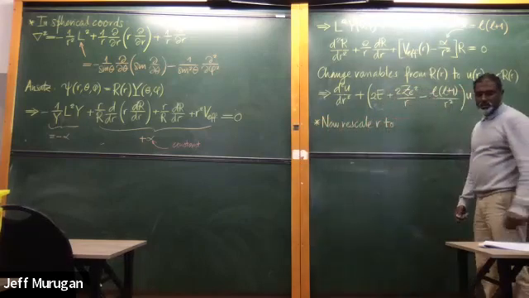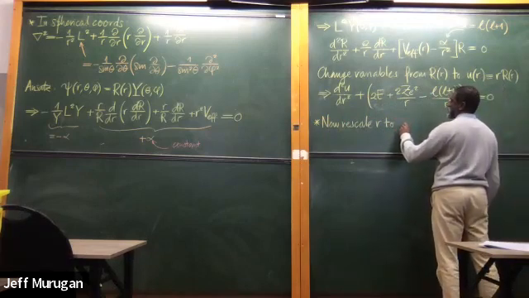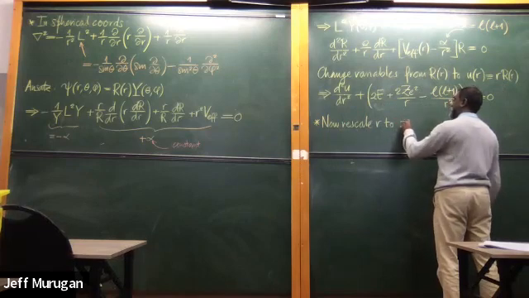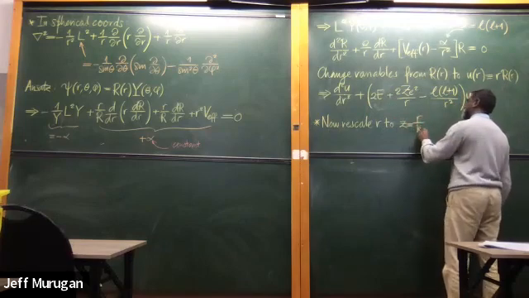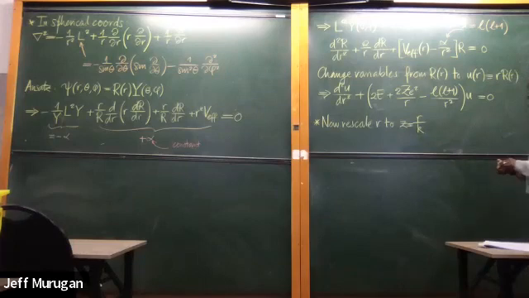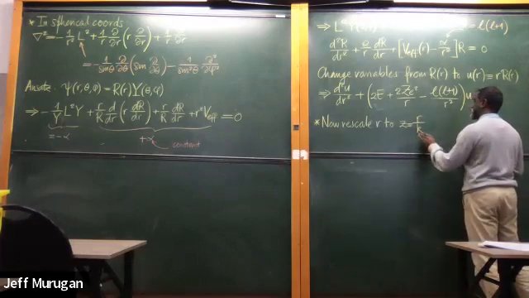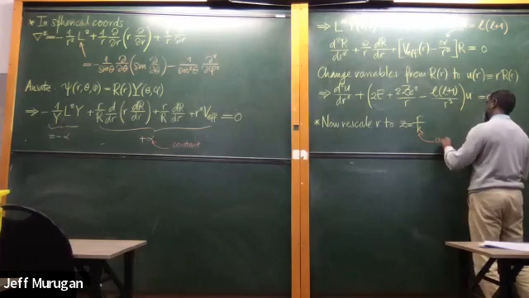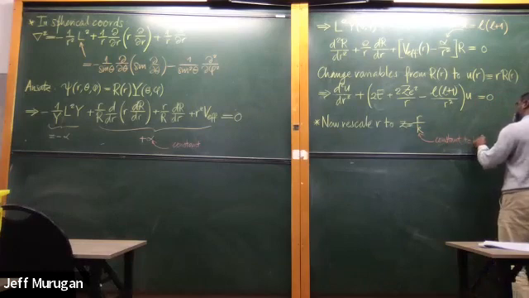From R to a new variable Z, which is defined as follows. Z is going to be R over K, some parameter K, some constant K, which I'm going to fix now. Again, this here is a constant, to be fixed.